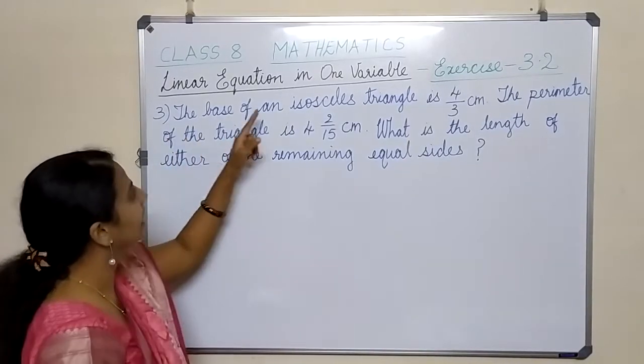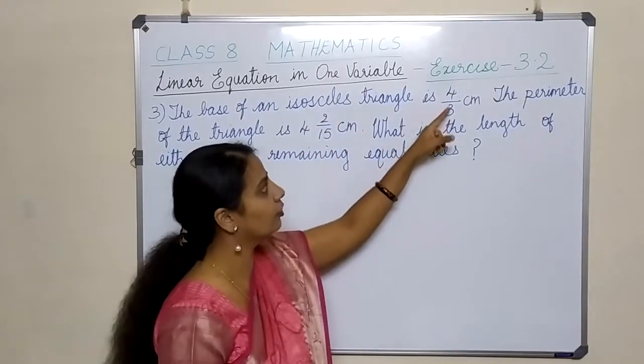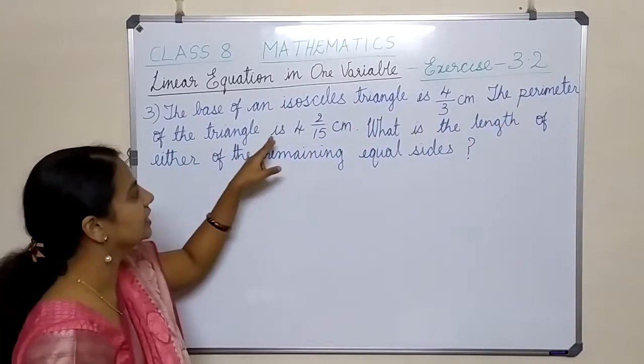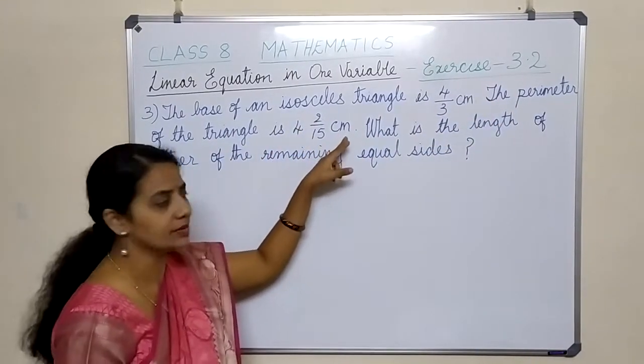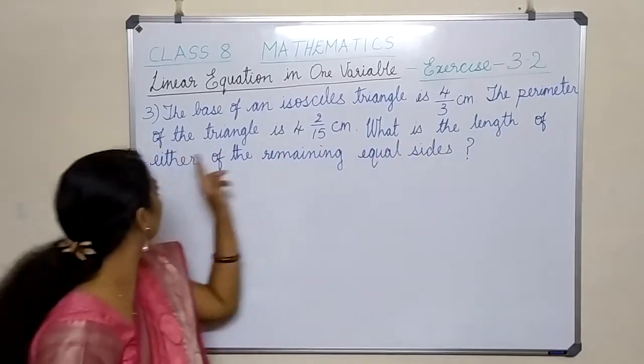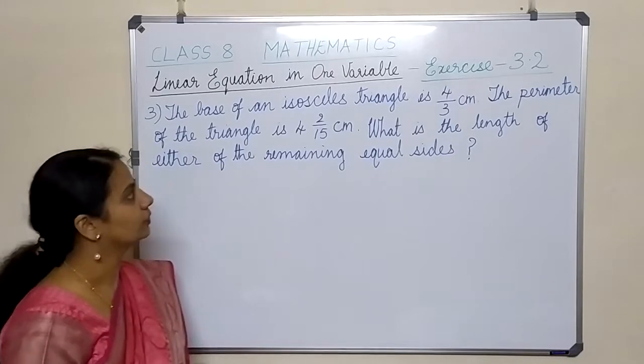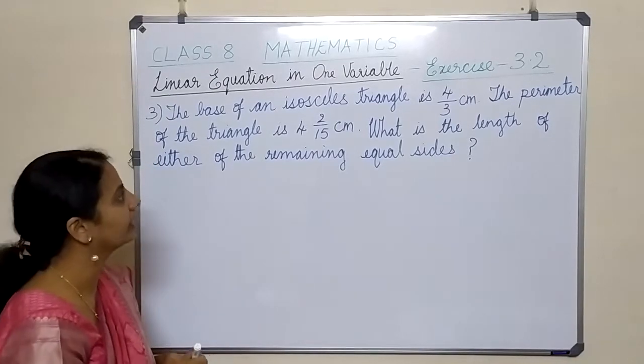The base of an isosceles triangle is 4 by 3 centimeters. The perimeter of the triangle is 4, 2 by 15 centimeters. What is the length of either of the remaining equal sides? So first we'll try to analyze the question.